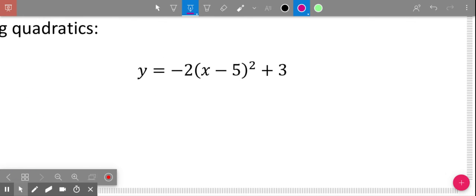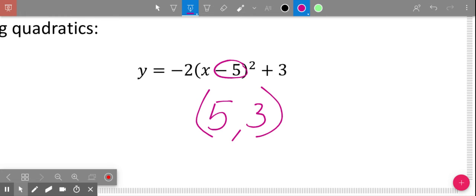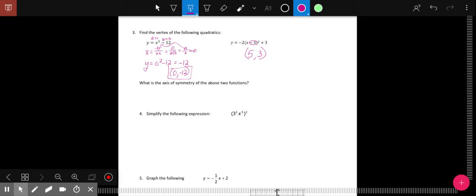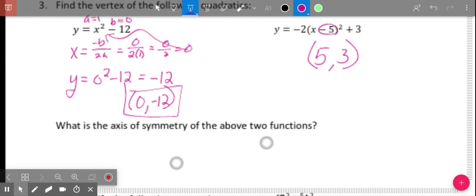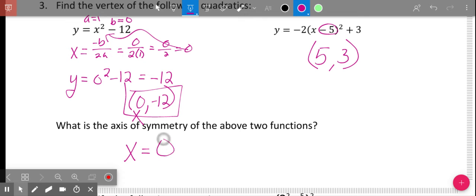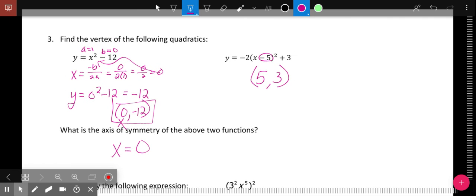The next one's in vertex form, so that means it's super easy to find, which is always exciting. We just look at the h and the k values. Well, h lies and k tells the truth. So instead of a -5, now we're going to have a +5, 3. That's all you needed for that one. So now we want to know what are the axes of symmetry for both of those functions. We always look at the x value. So this one's going to be x is equal to 0. And here the x value is 5, so x is equal to 5.